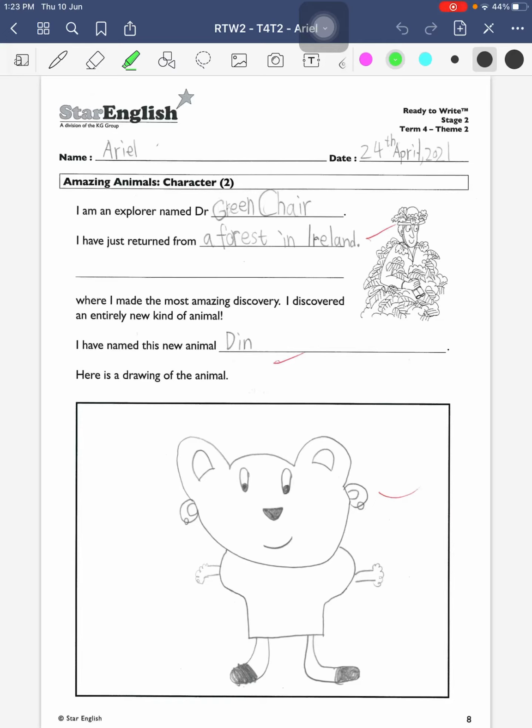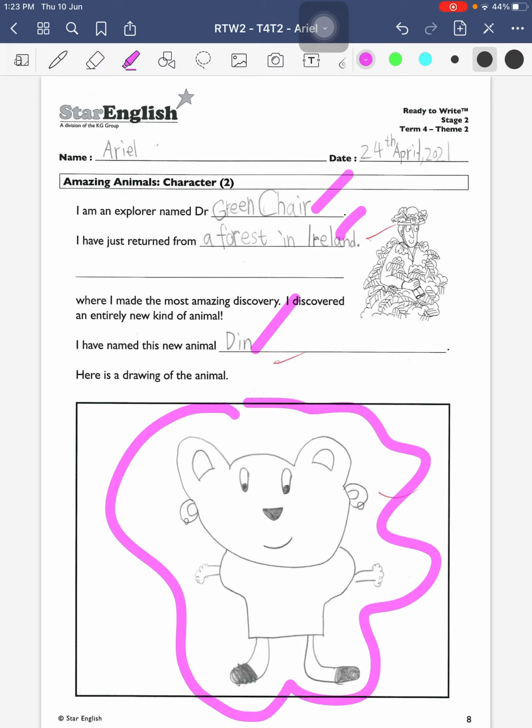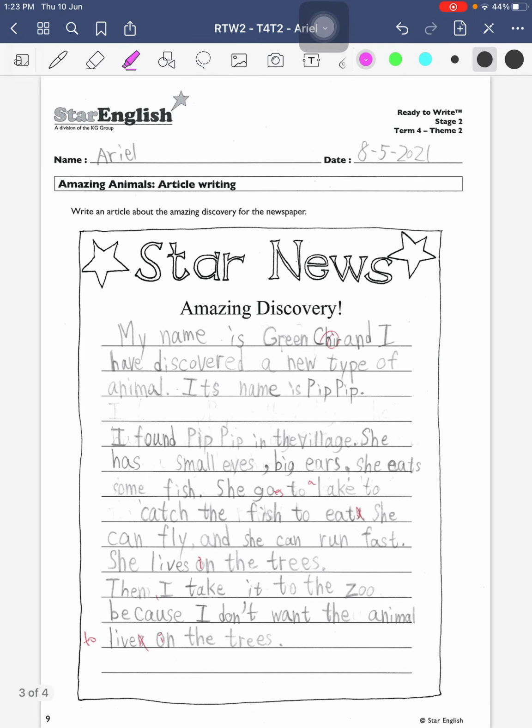So I was checking your plan and also your writing. So you completed this part. So you were making sure that you were going to use them in your story. Also, you came up with the creature that the doctor found in the story. So you started very well.